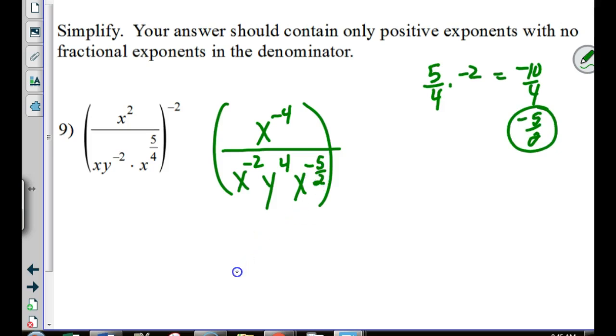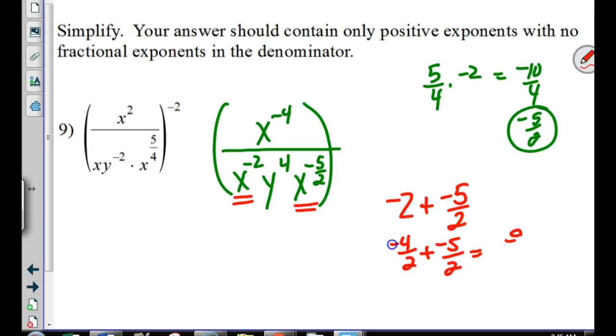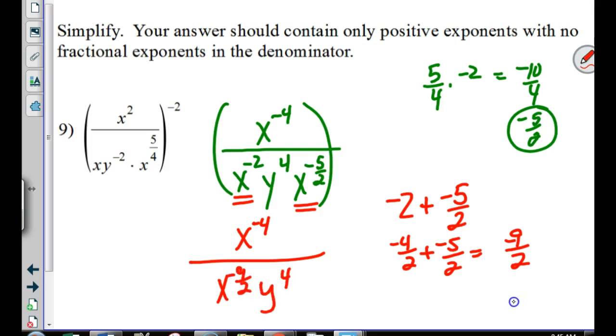Okay, now what do you want to do? Like move some things around or add exponents? You want to add exponents? Okay, so if I combine those, because they're both on the bottom, -2 plus -5/2. Anybody get a -9/2? Okay, so I have an x to the -4th over an x to the -9/2 and a y to the 4th. Now what?